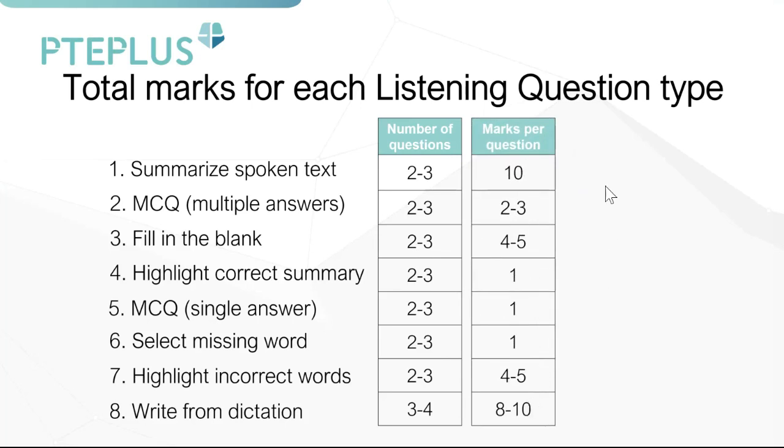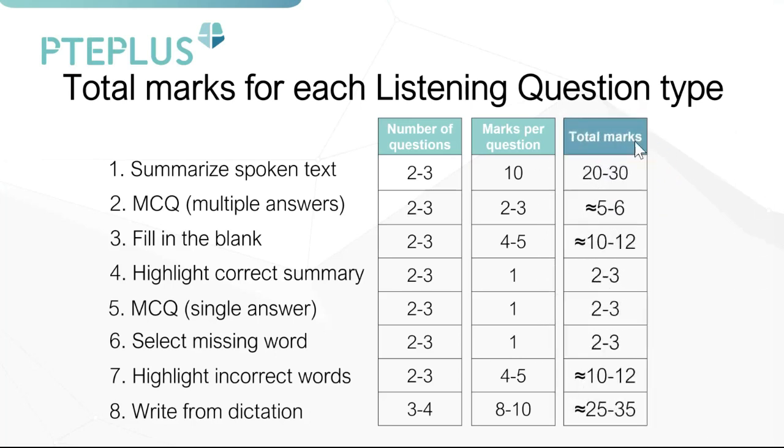So you can see here that summarize spoken text and write from dictation are worth the most number of marks each, followed by highlight incorrect words and fill in the blanks. And the rest are worth a lot less. So similarly with the total number of marks that they are worth, write from dictation and summarize spoken text are worth the most number of marks in total.